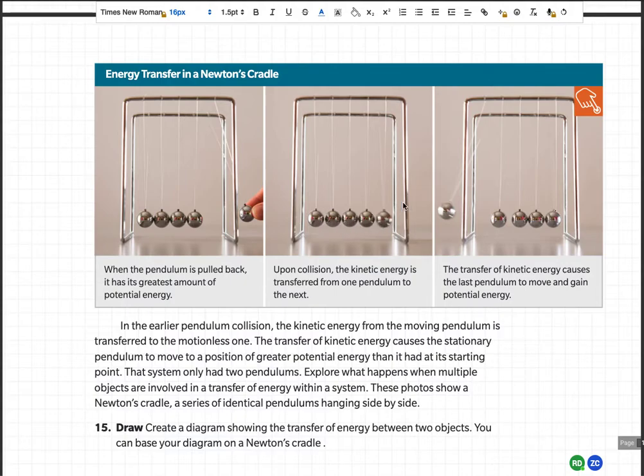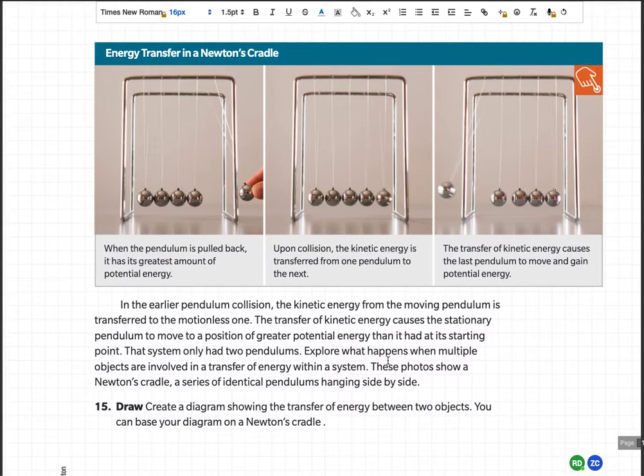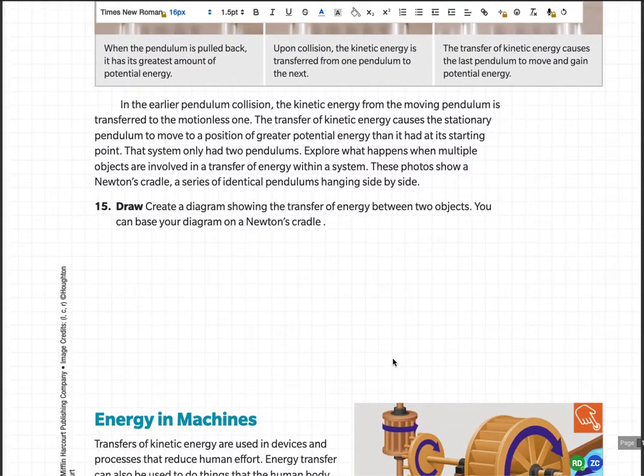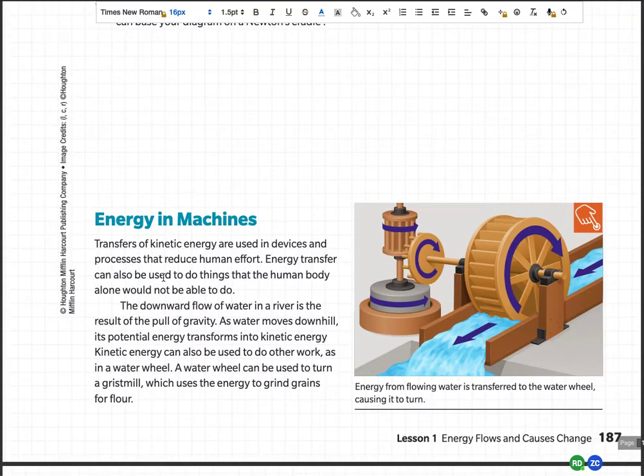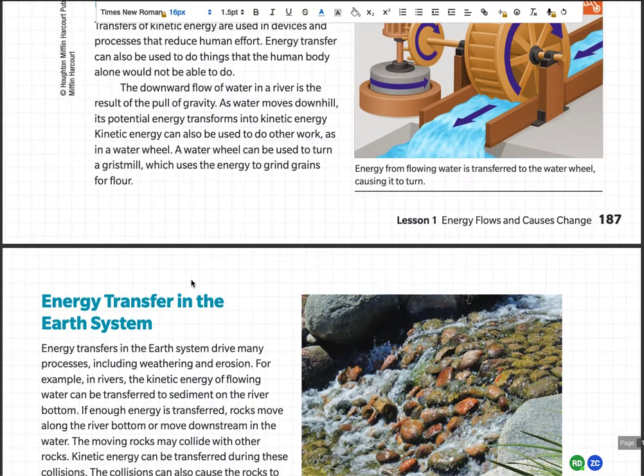But what happens is it transfers the kinetic energy to the second ball and the third ball and the fourth ball, and then that energy gets transferred to the fifth ball, which then shoots up the other side, and then it comes back and it hits. And so what you end up with is the end balls knocking back and forth because it's transferring the energy through the center ones. So we're skipping this one because it's just drawing out that same thing.